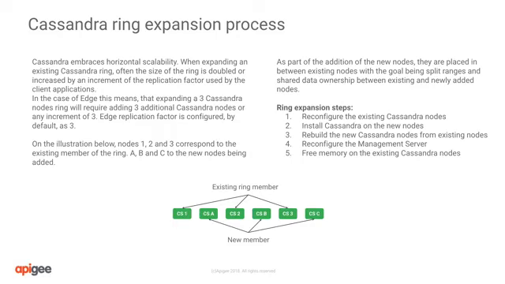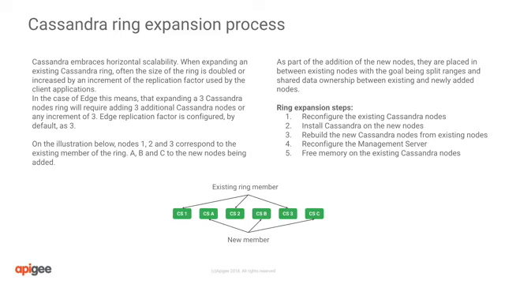In the central diagram, we can see a 3-node Cassandra ring being expanded to 6 nodes. The original 3 nodes are labelled CS1 to 3. The new nodes are labelled CSA to C. New nodes are placed in between existing nodes, with the goal being split ranges and shared data ownership between the existing and newly added nodes.